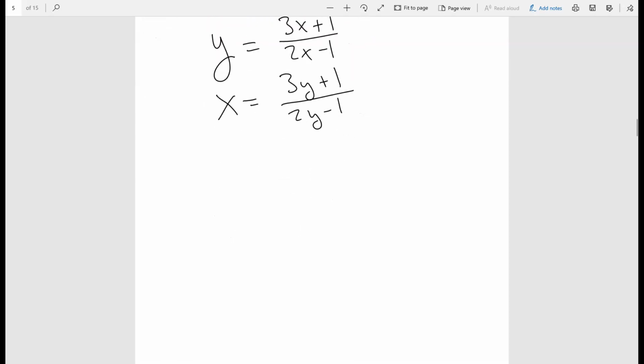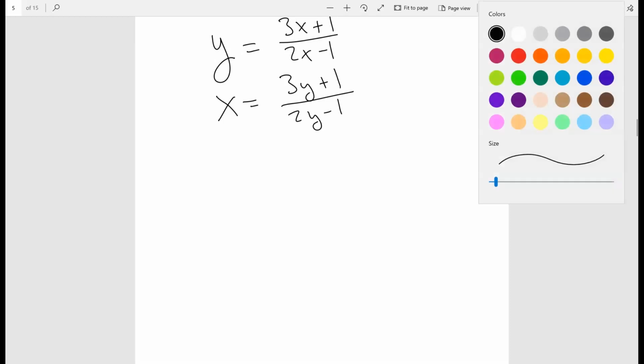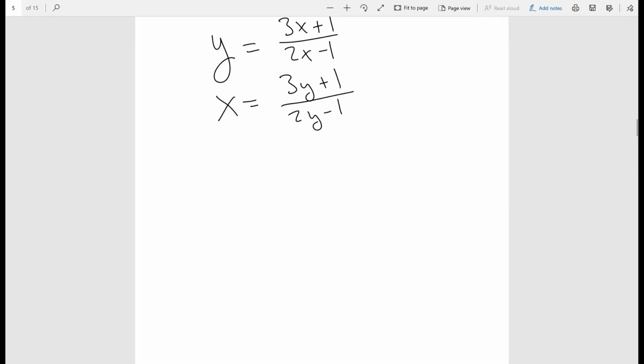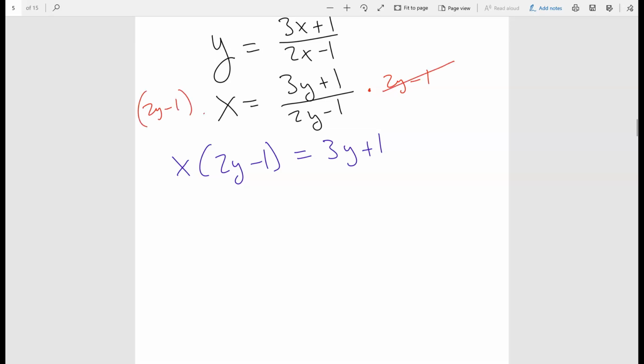Okay. So now let's solve for the y. Here you have to be very particular. So you have x times 2y minus 1 is equal to 3y plus 1. Basically what I did is I multiplied both sides by 2y minus 1, putting parentheses around it. So now this cancels out with that and you have that left over. So let me distribute this guy out. So I get 2xy minus x equals 3y plus 1.